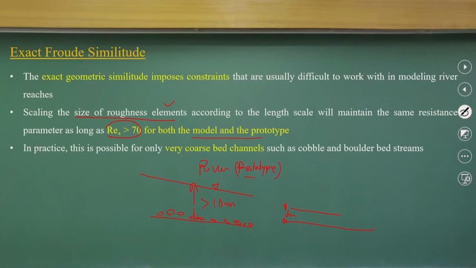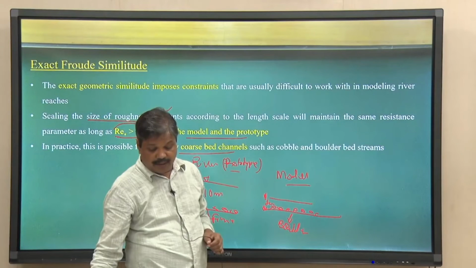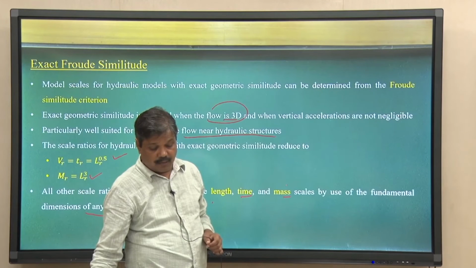This is possible only when very coarse bed materials are put on the bed of streams. Basically, here you can have fine sand to represent that, and here you put boulders, to obtain the same resistance in the model. So you try to know how to do the scaling when you look at the similitudes of this part.